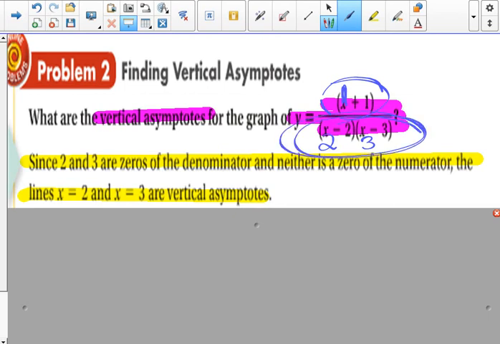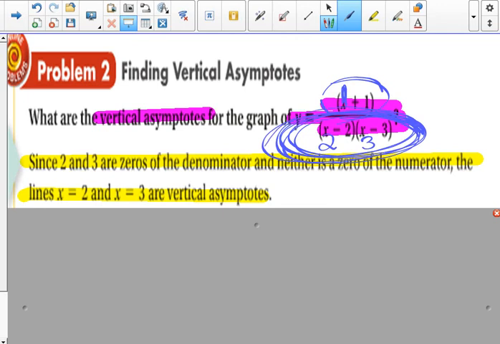I'm sorry, guys. When I started this off, I said you look at the powers. That's for the horizontal asymptote. We look at the powers. For these, you just look at the denominators. Sorry, I reversed that, and I apologize. So let me back up quickly. Just look at your denominators.